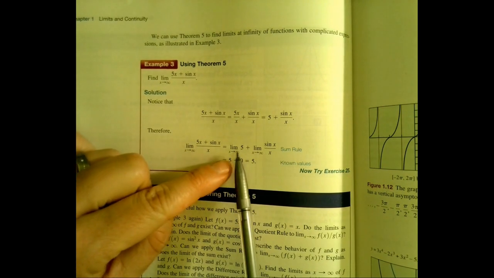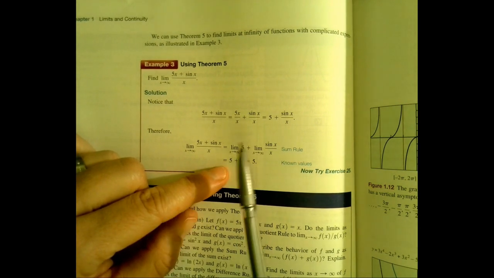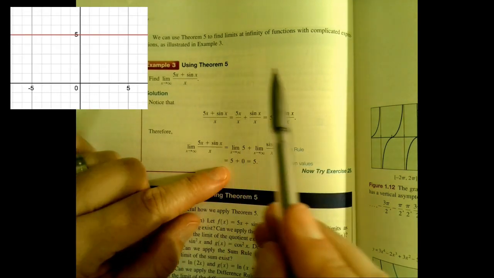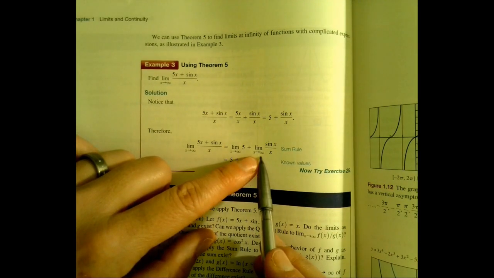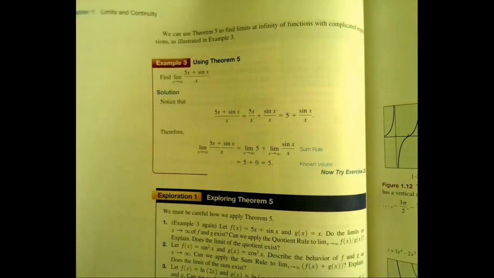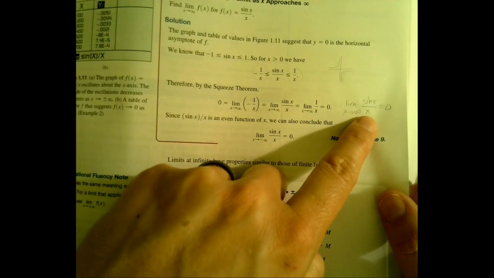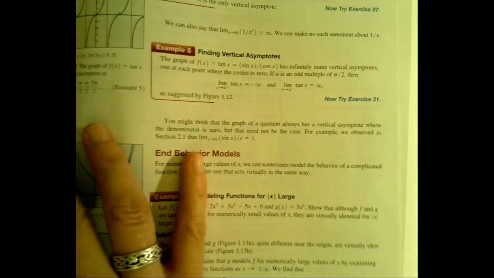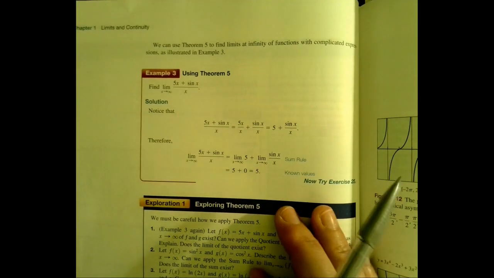So the limit of 5 as x approaches infinity is just 5 because 5 is constant. If you were to graph it, it would just be a horizontal line at 5. Super boring. Now, the limit as x approaches positive infinity of sine of x over x is 0. And the reason for that is because in example 2, we were actually able to prove that using the squeeze theorem. So thus, you're really just doing 5 plus 0, which is 5.